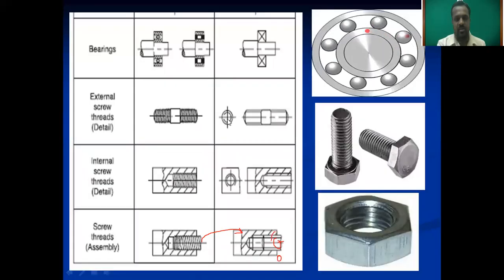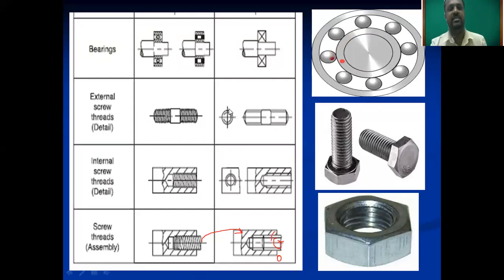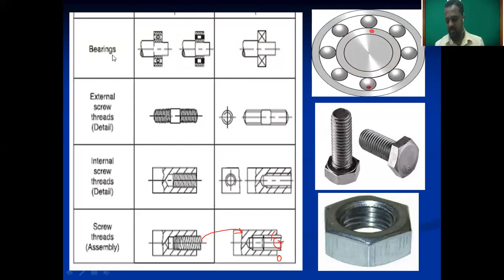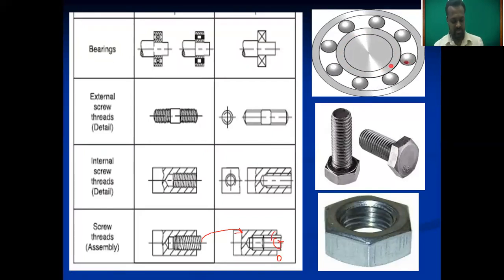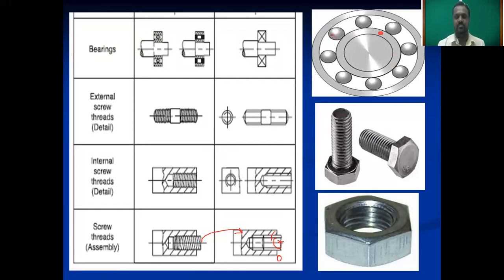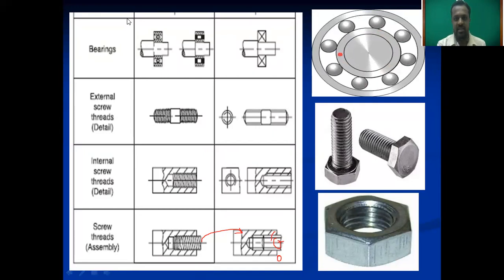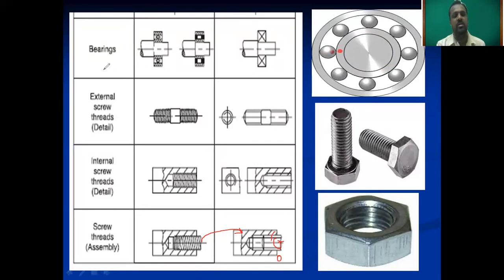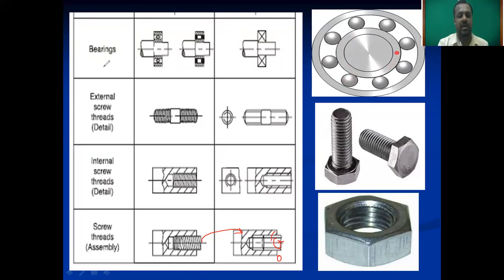Then see, the next machine component is the bearing. Please tell me, what is the application of the bearing? Why are we using the bearing? First of all, try to understand its application and construction, and then we will try to draw its conventional representation. I think everyone has seen a bearing. This is the animation for the bearing.